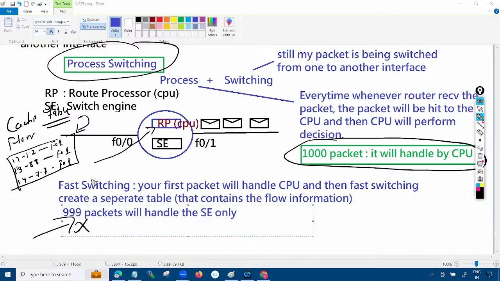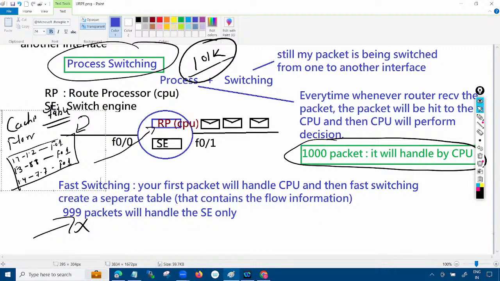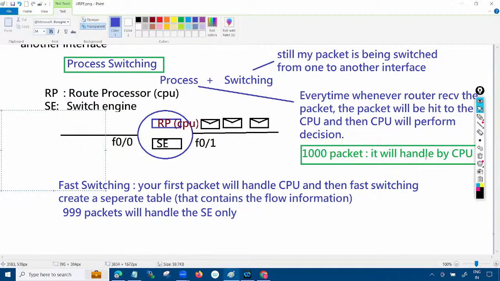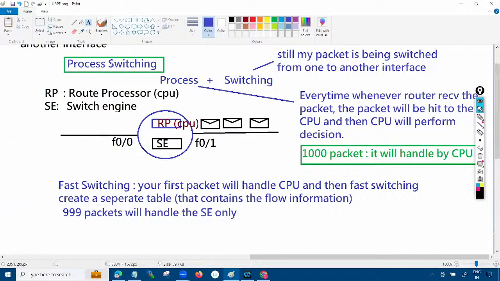But the major disadvantage of this flow is what? This flow will require huge memory. For example, if your router is going to receive 10,000 different packets, with different source IP addresses and different destination IP addresses, then you will have 10,000 flow entries in your cache table. And that again requires memory consumption. So fast switching was popular compared to process switching, but the market has not adopted it so much.